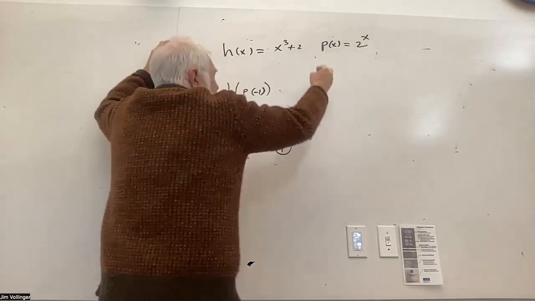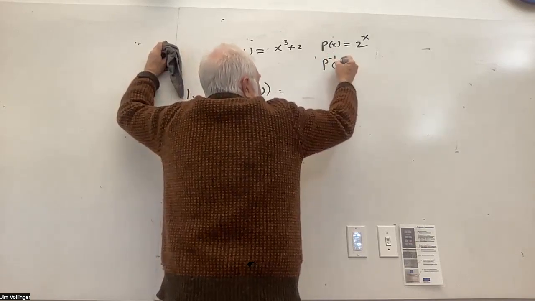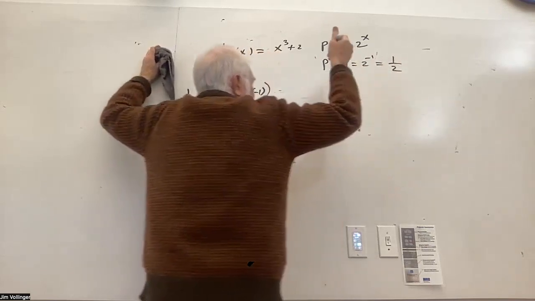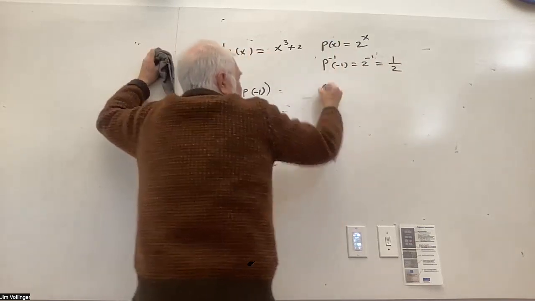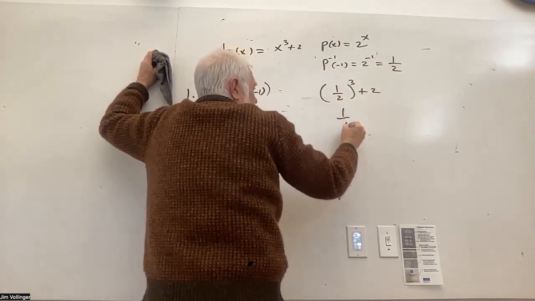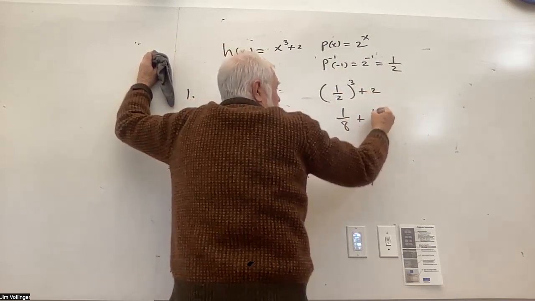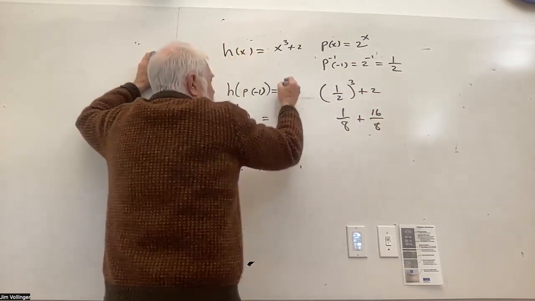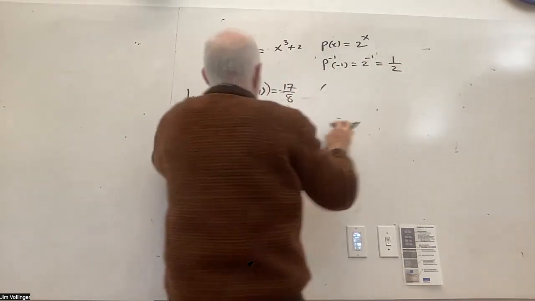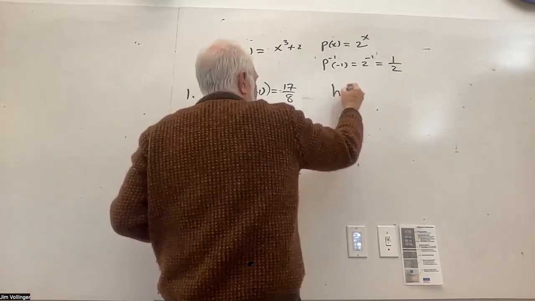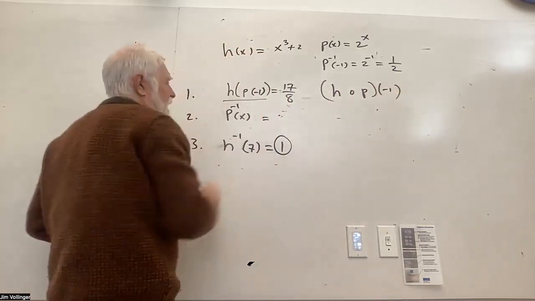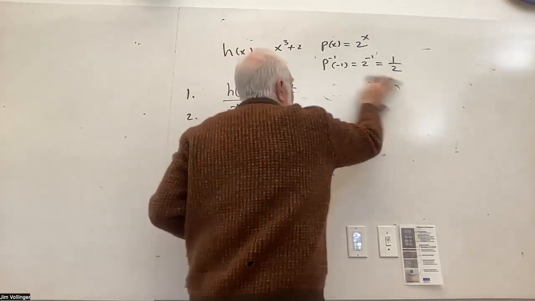All right, so we got to do p of -1 first, which is 2 to the -1, which is a half, right? Reciprocation. Now we got to plug in a half. We got to cube it and add 2. That's 1/8, and 2 is 16/8. So it sure looks like this is 17 over 8. And remember, when you get to your SATs, h of p of -1 is the same as that.